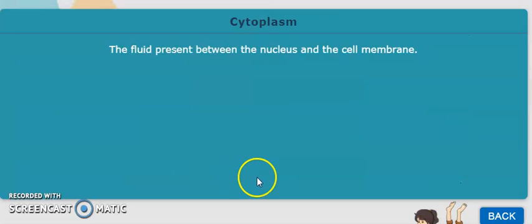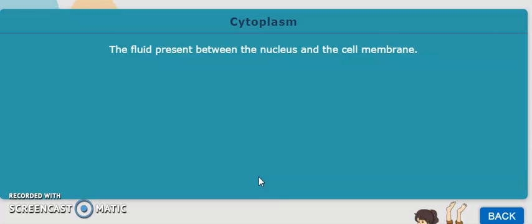So cytoplasm is a fluid that is present in between the nucleus and the cell membrane. Fine. Nucleus और cell membrane के बीच में the liquid, that fluid that is filled, is termed as cytoplasm. All the cell organelles are floating in the cytoplasm. It is a jelly-like structure, transparent, sometimes granular.